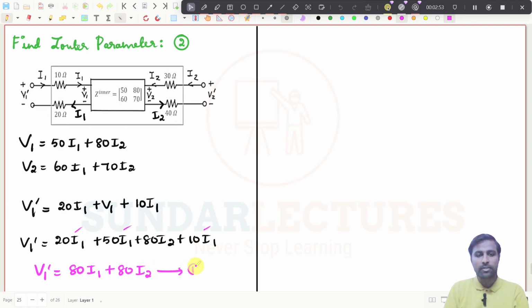Make this as expression number 1. That's how we have found V1 dash, right? So if you want to find what is V2 dash, try to write the V2 dash expression. Start from this point and go here and come here again, right?